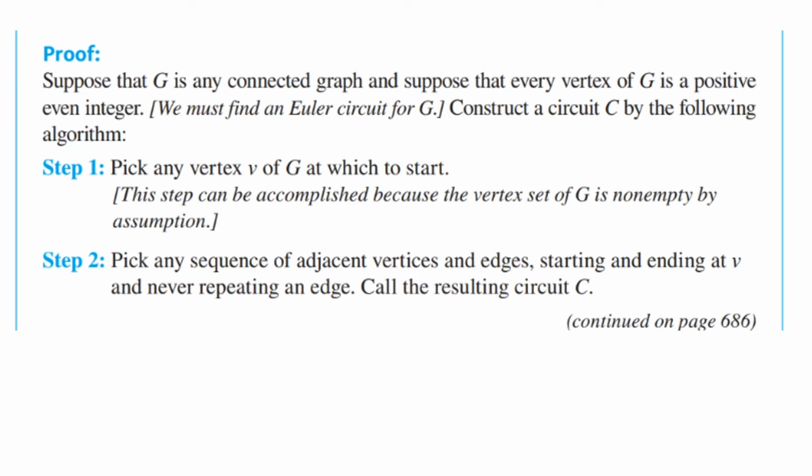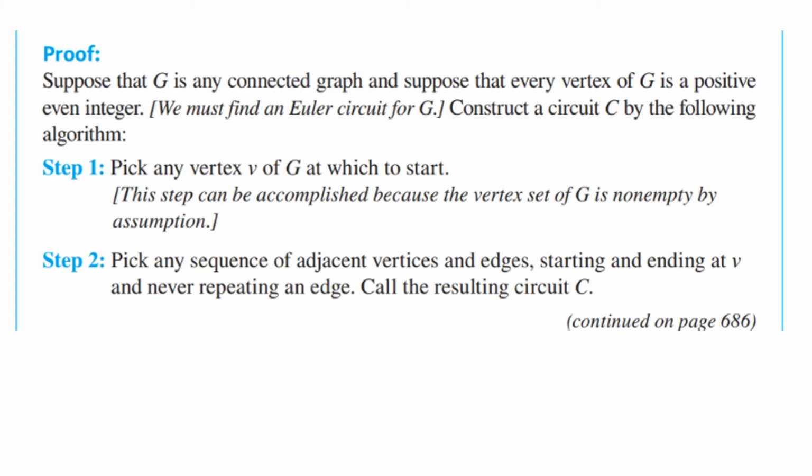We're going to begin by constructing a circuit C by the following algorithm. One, we pick any vertex V of G at which to start. This step can be accomplished because the vertex set of G is non-empty by assumption. If it were empty, the theorem would be true anyway; it's an if part with a false hypothesis. Two, we pick any sequence of adjacent vertices and edges, starting and ending at V, and never repeating an edge. We're going to call this resulting circuit C.